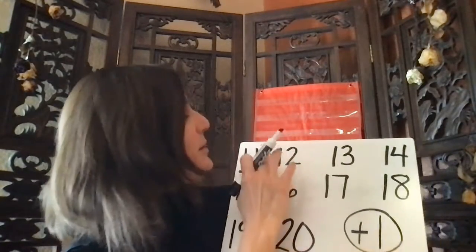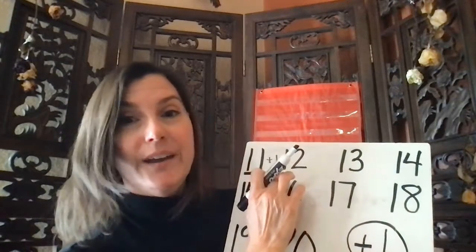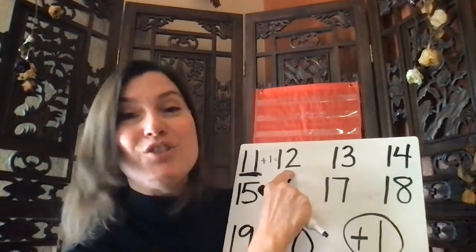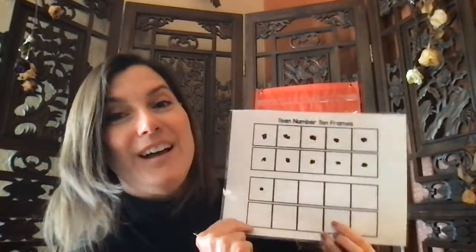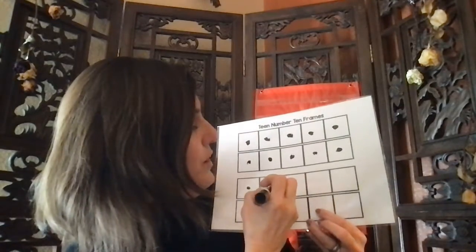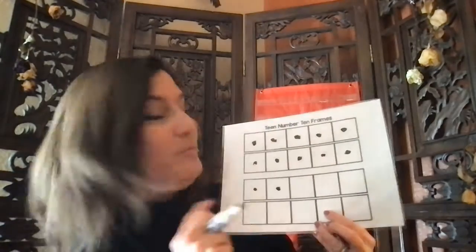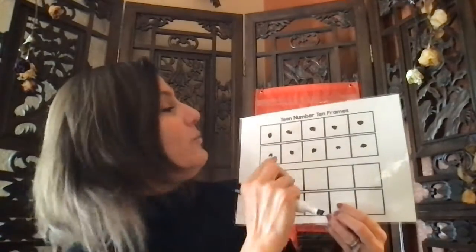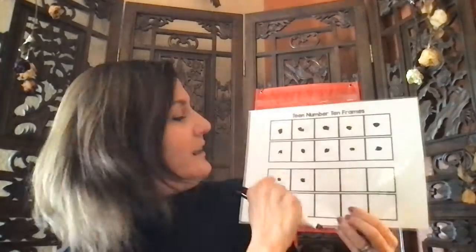So now we're going to make 12. Remember, 12 is a 1 and a 2. 12 has a 1 in the tens place and 2 in the ones place. Let's make 12. So we have 11, and we're going to add 1 more. 11 plus 1 more equals 12. We have 10, 11, 12.